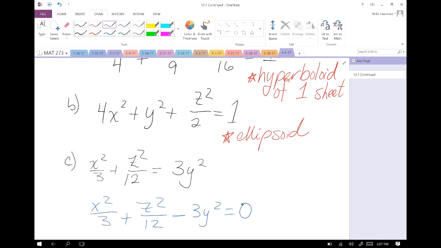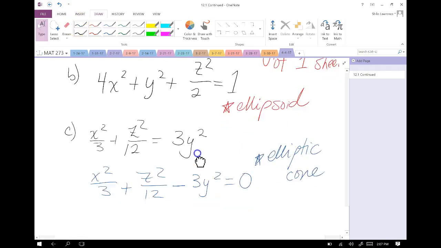We're going to have ellipses in the xz plane, and we're going to have radial lines in the xy plane and the yz plane. All right, one more.